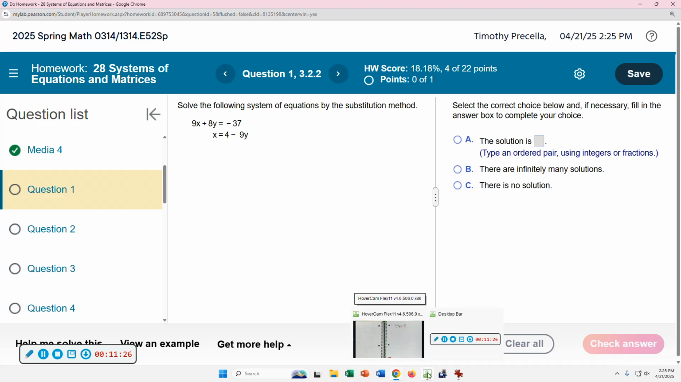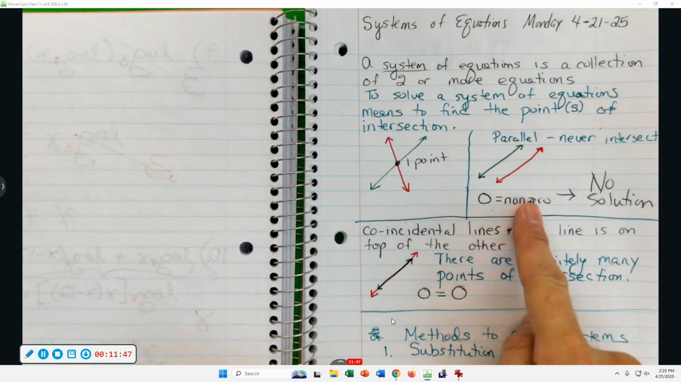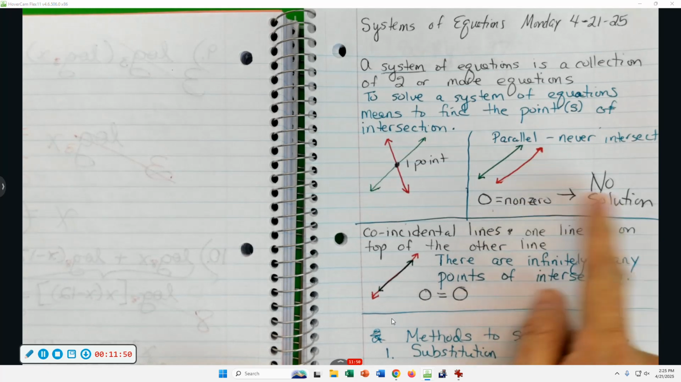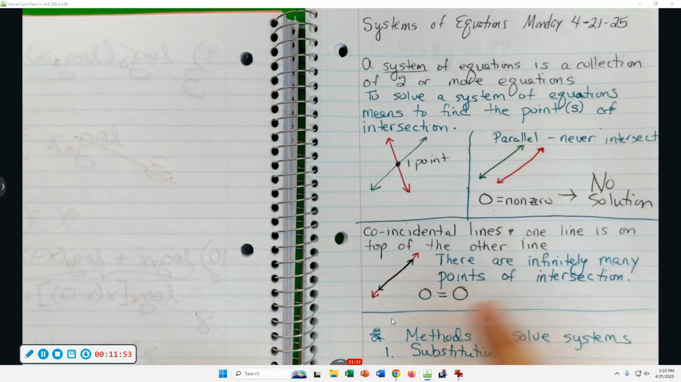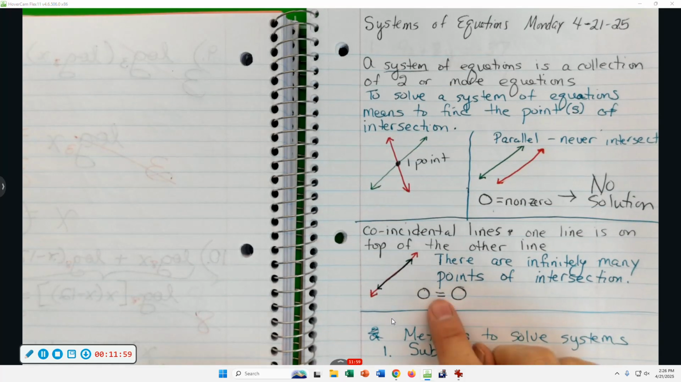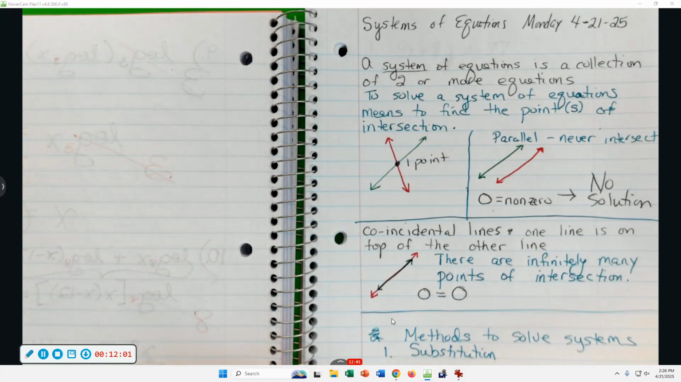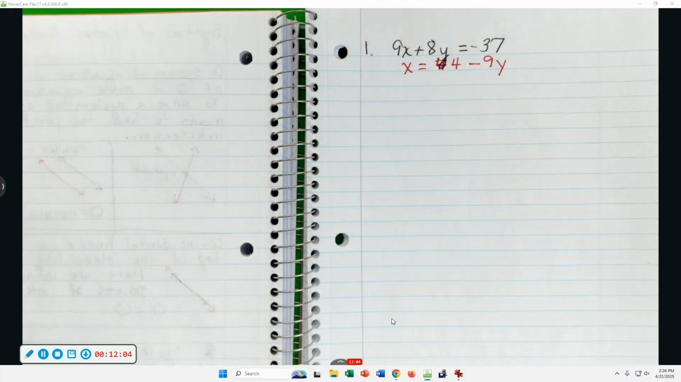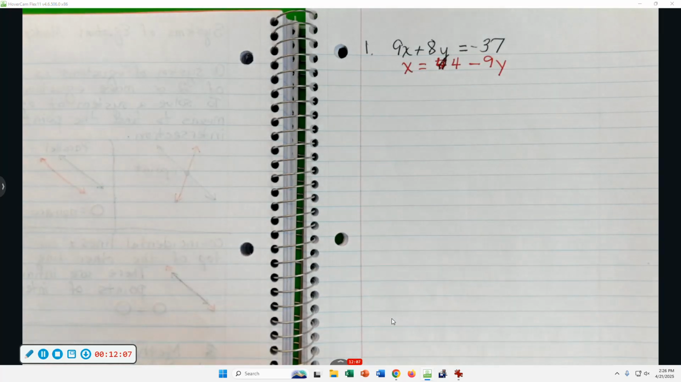And we're doing this with substitution. Now, if at any time while I'm working this problem out I get a 0 on one side and a non-zero number on the other, we can stop and choose the option no solution. If on the other hand we get 0 on both sides, we can stop and say infinitely many solutions. So here's problem number 1 using the substitution method.